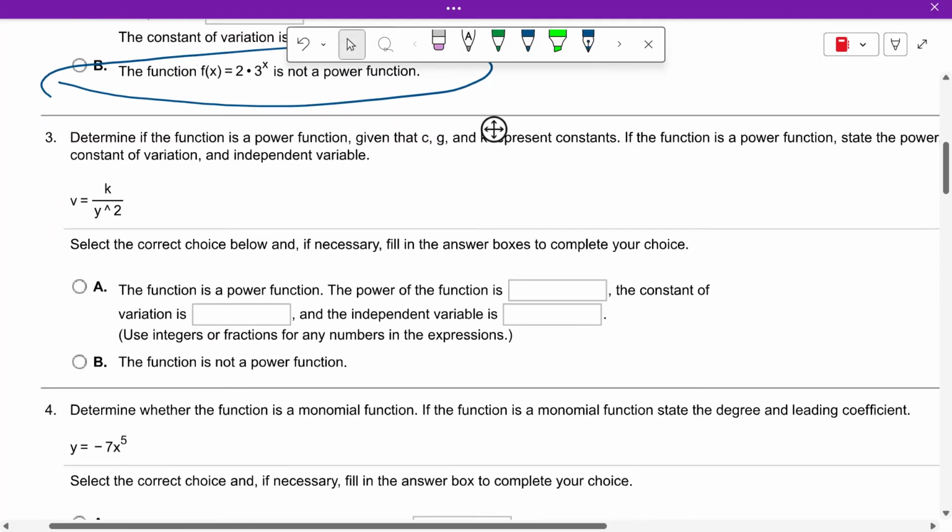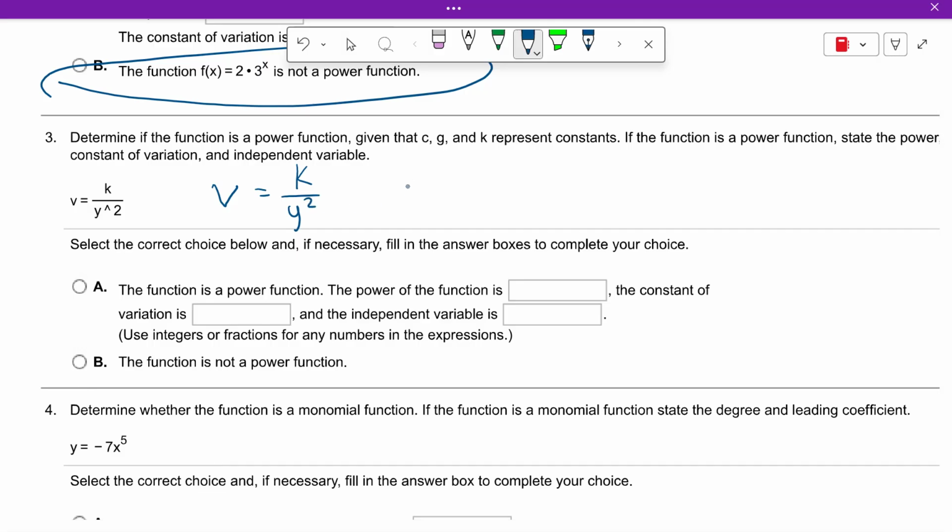Okay. Now, is this a power function where v equals k over y squared? Well, we can rewrite this as v equals k y to the negative 2 power. Okay. So it is a power function. The power of the function is negative 2. The constant variation is 1, and the independent variable is k.